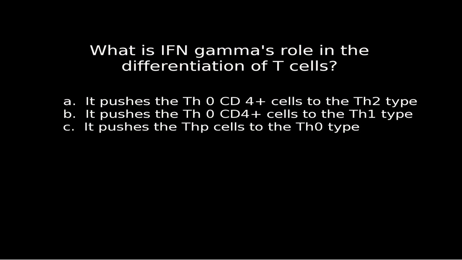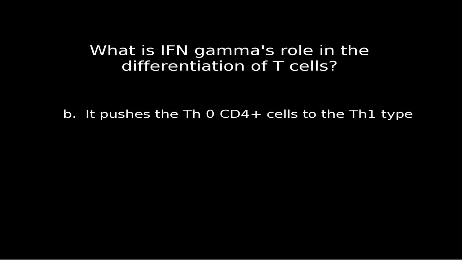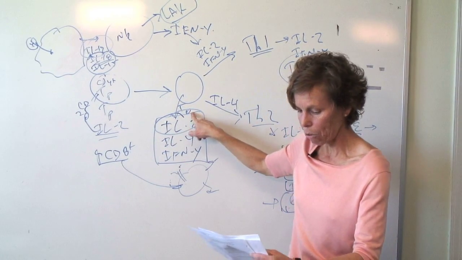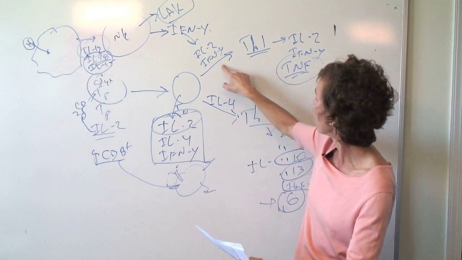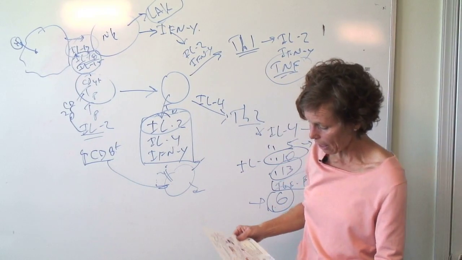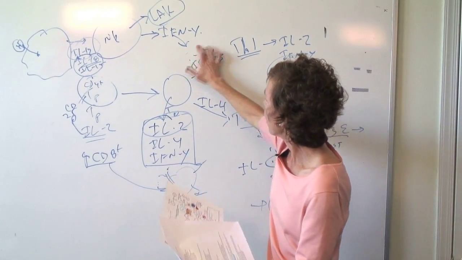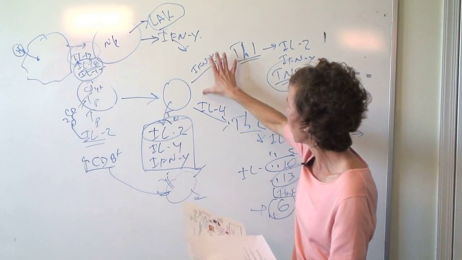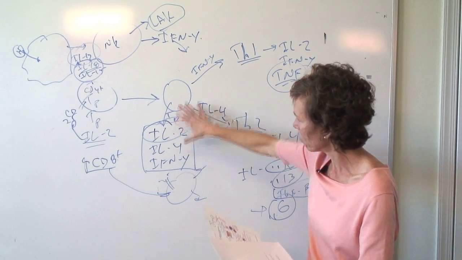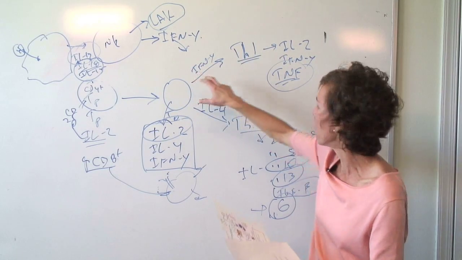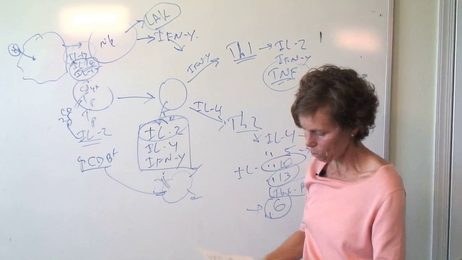Number 3 is, what is interferon gamma's role in the differentiation of T cells? Well, we know that. It's B. It pushes the Th0 cell over here to the Th1. And really, it's interferon gamma that's pushing this. You can see that you get an expression of IL-2 in the milieu anyway, but it's really the interferon gamma that's pushing that.